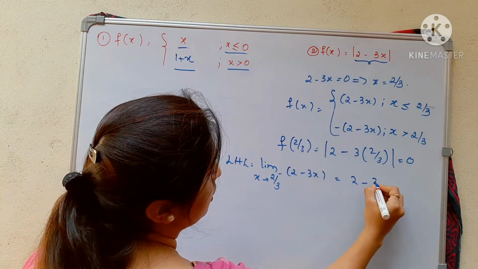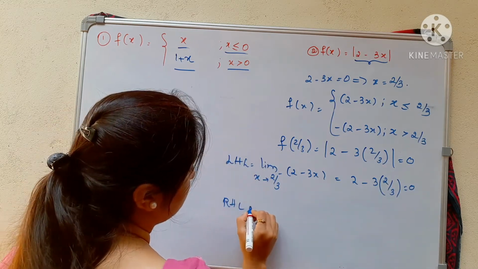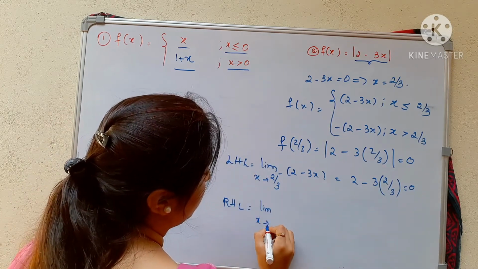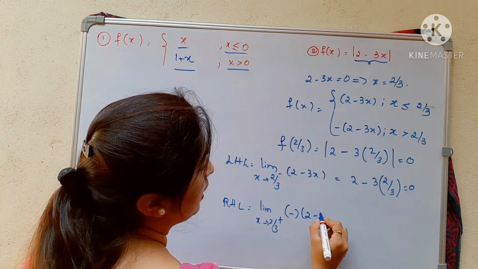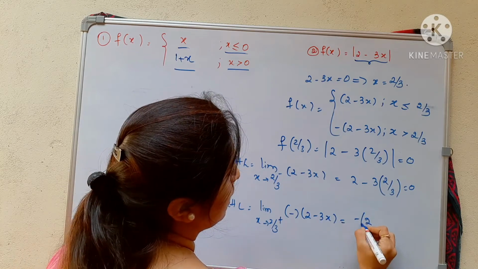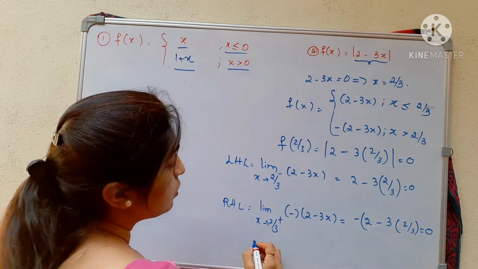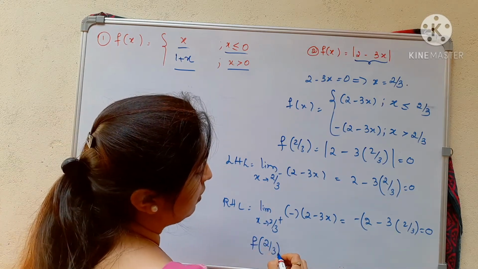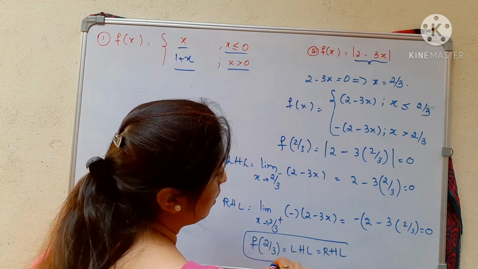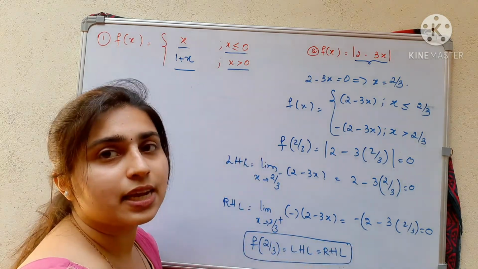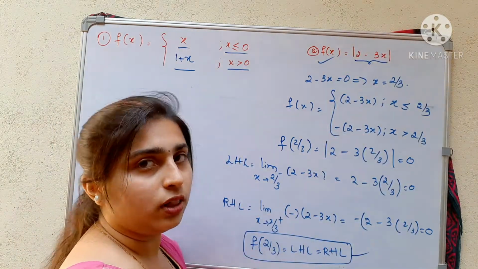Here, if I substitute x as 2 by 3, you will get 0. Right hand limit, that is equal to limit x approaching 2 by 3 plus, where the function is minus of 2 minus 3x, that is equal to minus of 2 minus 3 times 2 by 3, that is equal to 0. So from this you can see f of 2 by 3 is equal to the left hand limit, which is equal to your right hand limit. That means the function is continuous at x equal to 2 by 3. So this function is continuous at all the points.